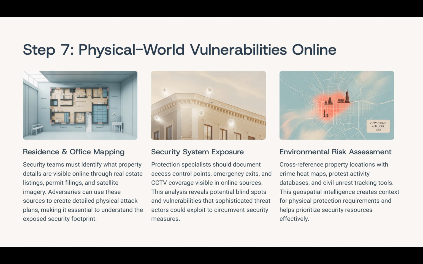Finally, environmental risk assessment involves correlating property locations with available crime statistics, protest activity, and civil unrest data. This geospatial intelligence adds important context and helps prioritize where your security resources should be focused, ensuring that physical protection strategies are both efficient and effective.